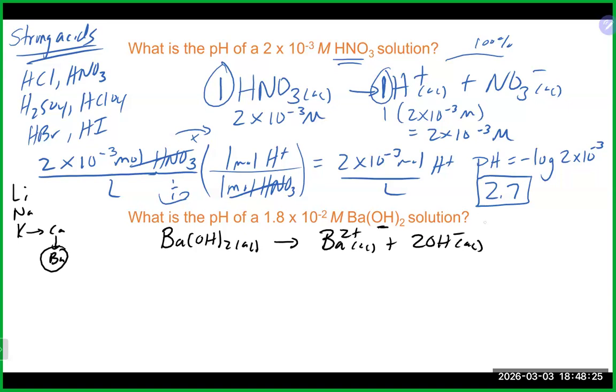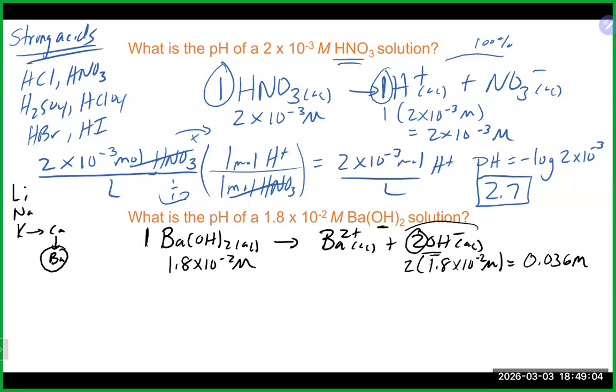Now, when we look at the concentration here, we are going to be looking for the hydroxide concentration, as that's going to allow us to get to the pOH. This is 1.8 times 10 to the minus 2 molar. In this particular case, it's a 1 to 2 relationship. So if you want the correct concentration for hydroxide, you do need to multiply it by 2. And that will give you the proper concentration here of 2 times 1.8 times 10 to the minus 2, which is 0.036 molar.